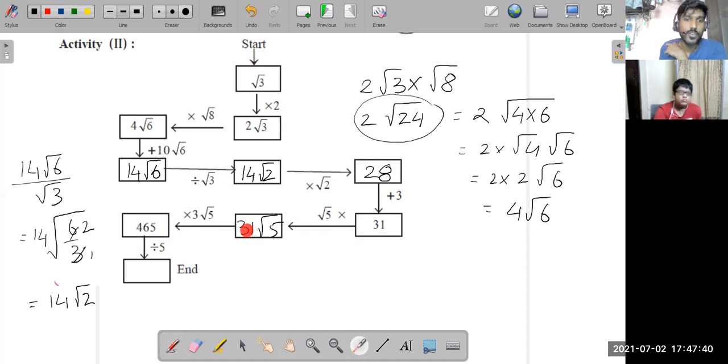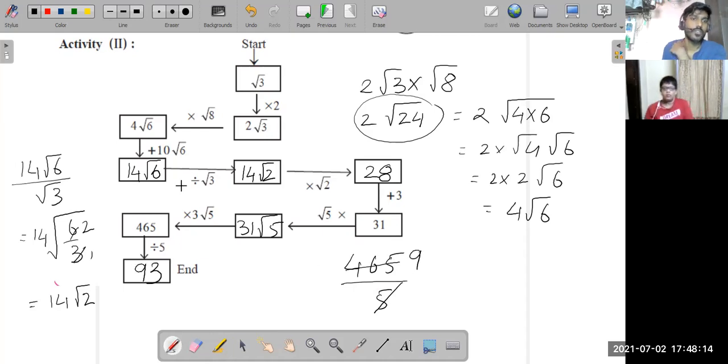These two multiplications are already done. 3 root 5 into 13 root 5, you will get 465. And then 465 divided by 5. Let's do it. 465 divided by 5. 5 ones are 5, 5 nines are 45. So 93. Yes, 93. Correct. So this is the end.